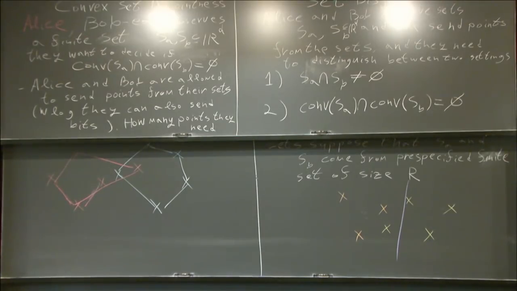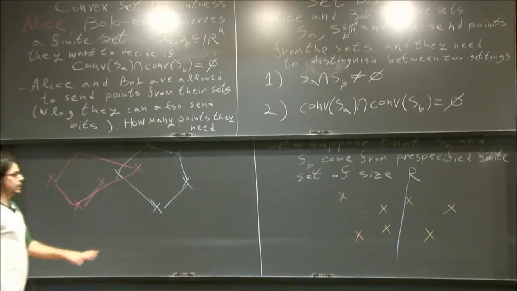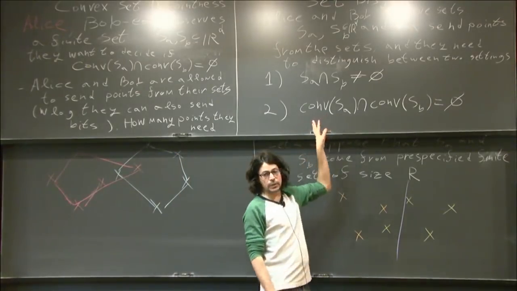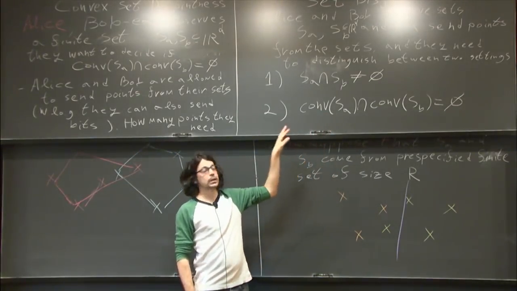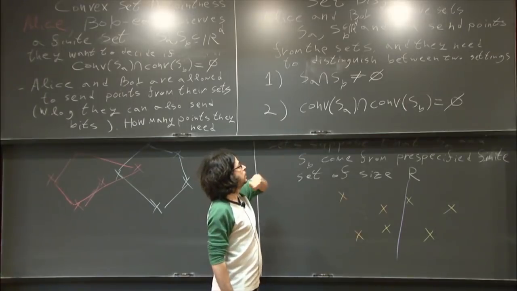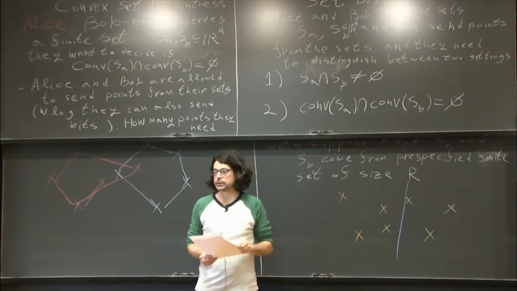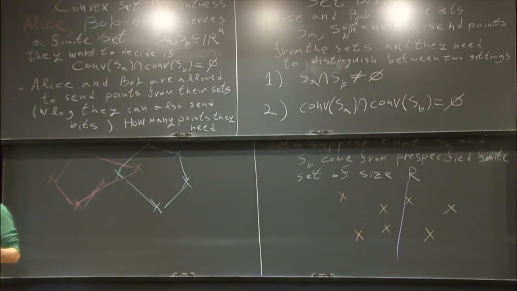Remember what problem we want to solve. Alice and Bob get two sets, and they want to decide between two possibilities: the sets intersect, or the convex hulls are disjoint. Disjoint convex hulls basically means that there is a half space that gives one on Alice's points and minus one on Bob's points. So how are we going to solve it?